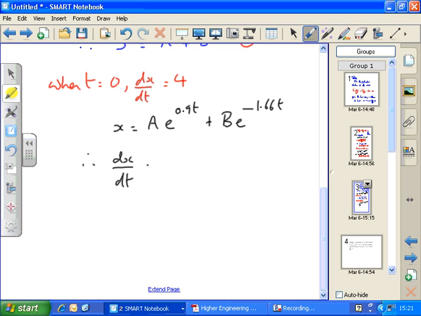So dx by dt will be, and when we differentiate an exponential function, the power comes down and multiplies by the number in front, and then the power of the exponential stays the same. So this will become 0.9a e to the 0.9t minus 1.66b e to the minus 1.66t.